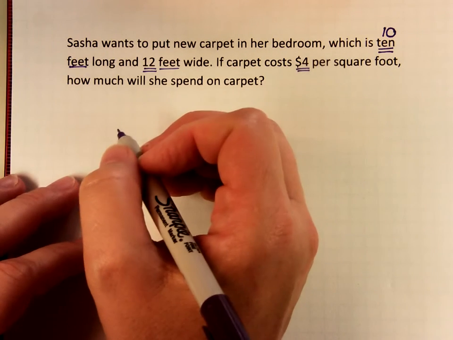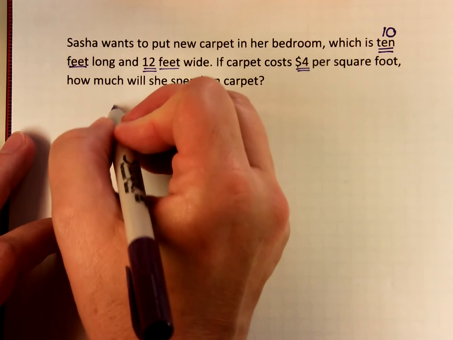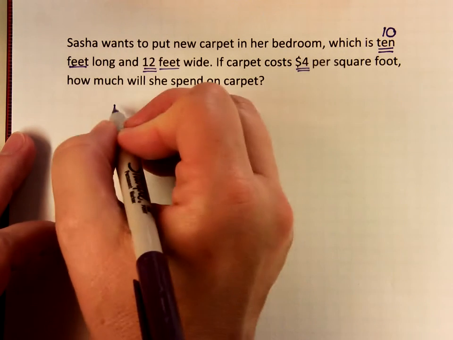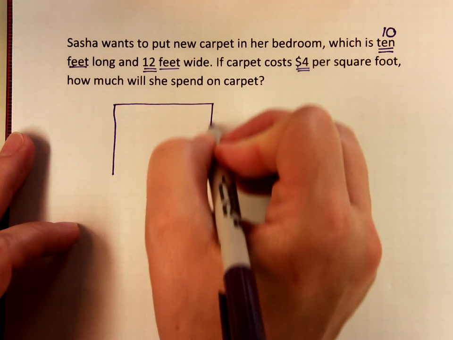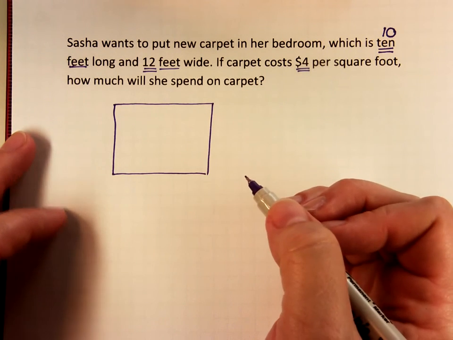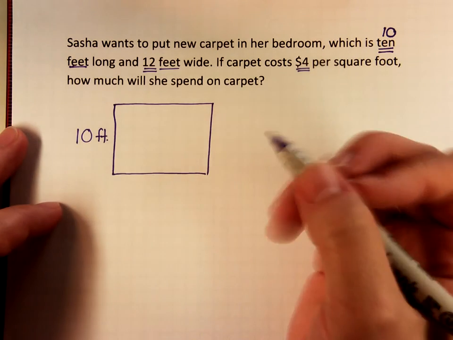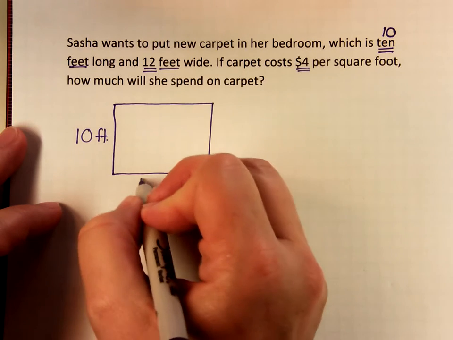Now let's go ahead and draw the room. It's almost a square, 10 by 12. Most rooms aren't exactly a square, but they're close. So we'll make it look approximately like this. And the side that is slightly shorter is 10 feet. The side that is slightly longer is 12 feet.